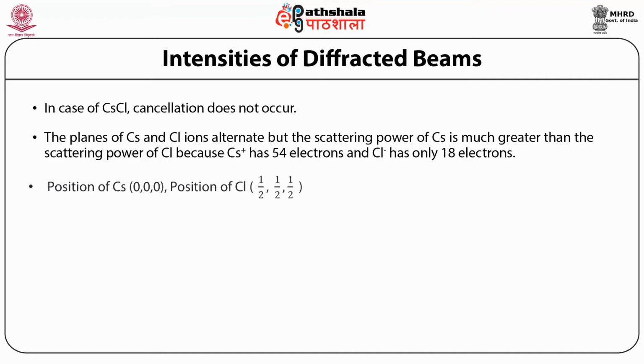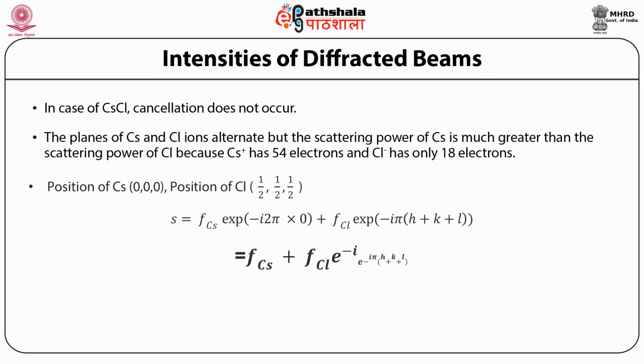Position of Cs is 0, 0, 0 and position of Cl is 1/2, 1/2, 1/2. So S will be equal to F Cs times exponential minus 2 pi i times 0 plus F Cl times exponential minus pi i (h plus k plus l), which equals F Cs plus F Cl times e to the power minus i pi (h plus k plus l).